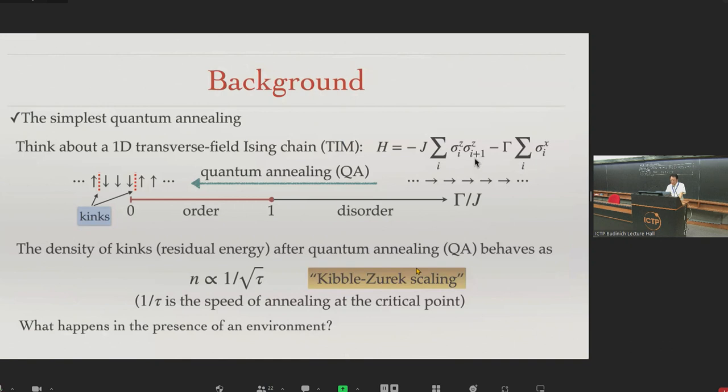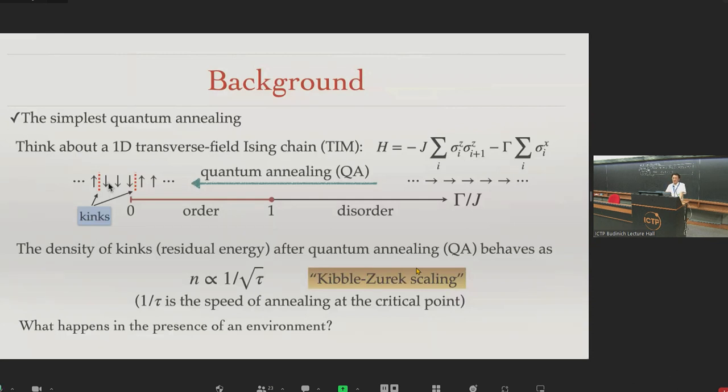The Hamiltonian is given here, and the transverse field is annealed from a large value to zero across a quantum phase transition. The initial state is set at the ground state of the initial Hamiltonian, where the transverse field is very strong. And the state after the quantum annealing contains kinks, which are shown here by red dashed lines. And there are domain structures in this final state.